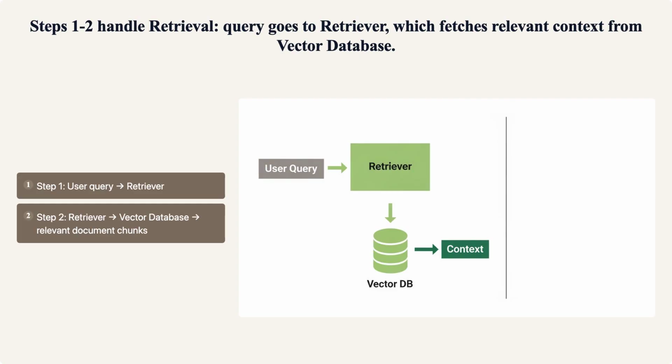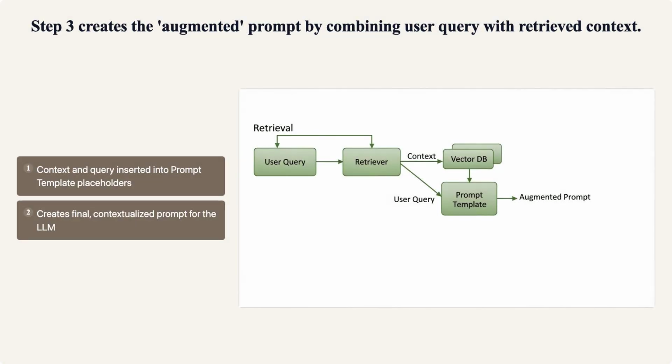Next comes the generation phase. Step 3 is where the magic happens. The retrieved context and original user query are inserted into the placeholders in our prompt template. This creates the final augmented prompt that combines the user's question with relevant background information. The LLM will receive this complete contextualized prompt rather than just the bare question. This augmentation is what gives RAG its power and accuracy.